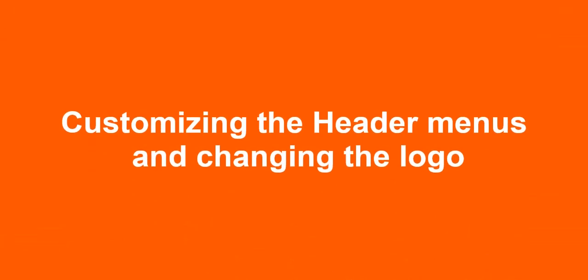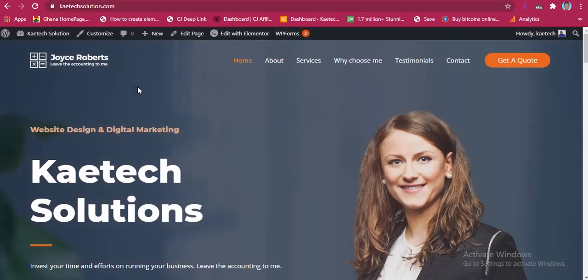Okay, so we want to change the logo over here, and then even customize the menu items over here. I want to remove the "why choose me" and make it "why choose us". Okay, and then do some small changes, and then that is it.